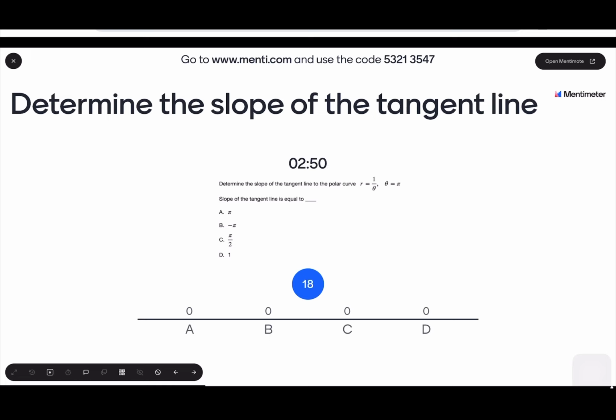Maybe just use the formula. 1/3. I'm checking. Yeah, 1/3. You can always press the pin.